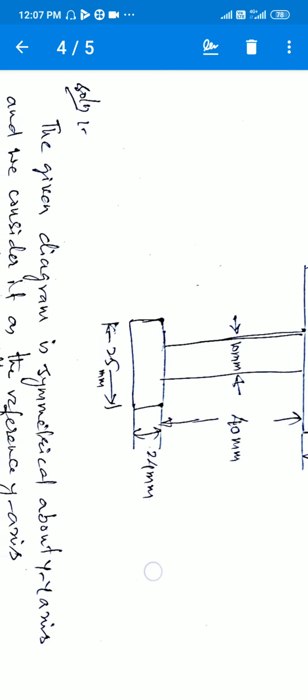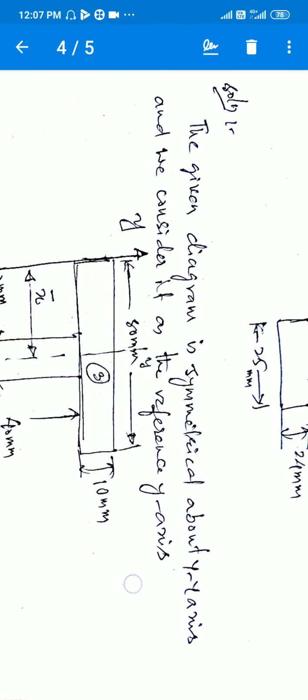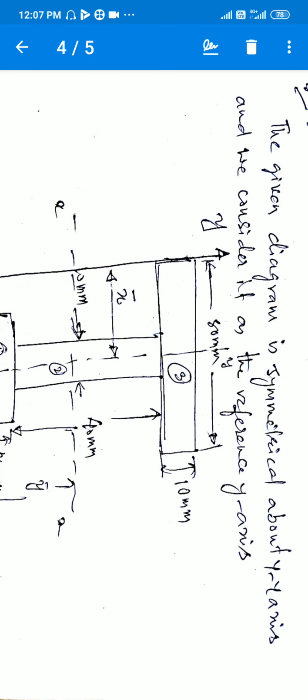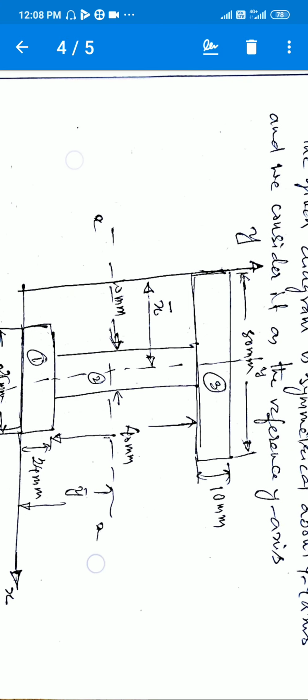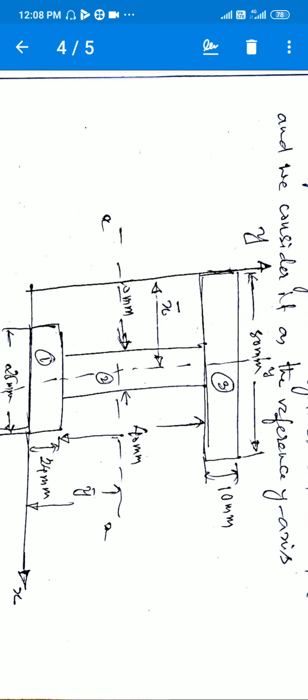First, when you see the diagram, you can understand that the given diagram is symmetrical about the y axis. Why is it symmetrical? See, if you draw the y axis, the dotted line shown in the center, it passes through the center point of all the elements. This axis meets the centroid point of all three elements. That's why it's symmetrical. So we consider it as the reference y axis.